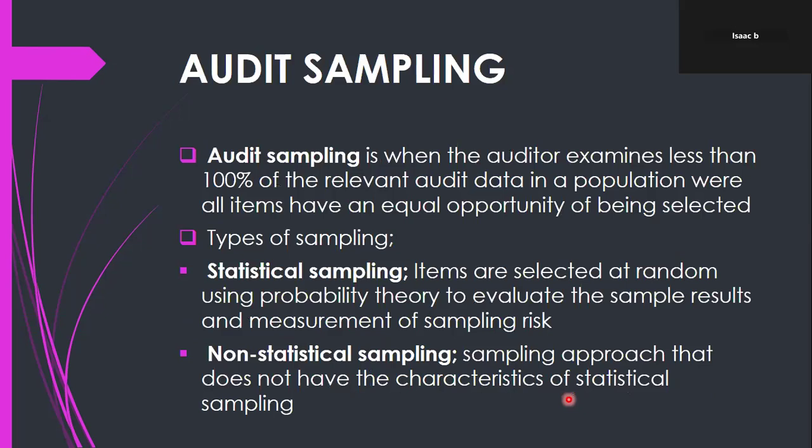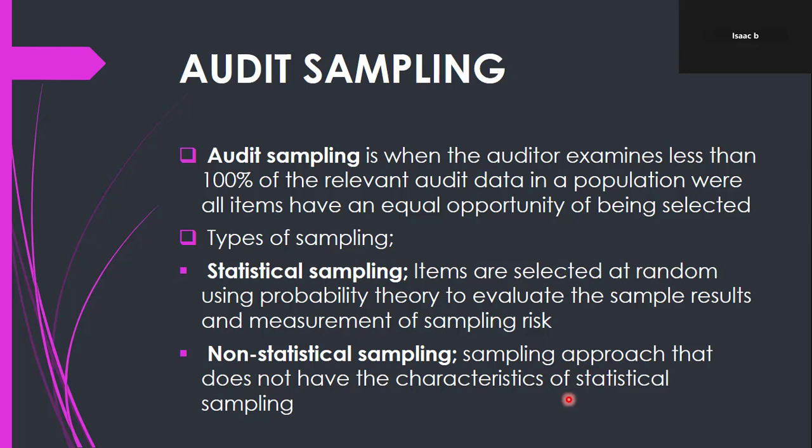So now let's look at audit sampling. What is audit sampling? Audit sampling is when the auditor examines less than 100% of relevant audit data in a population where all items have an equal opportunity of being selected. So again, I'll reiterate, the auditor doesn't manage to inspect the whole financial statement. All the items of the financial statements are not inspected because it is very, very complex.